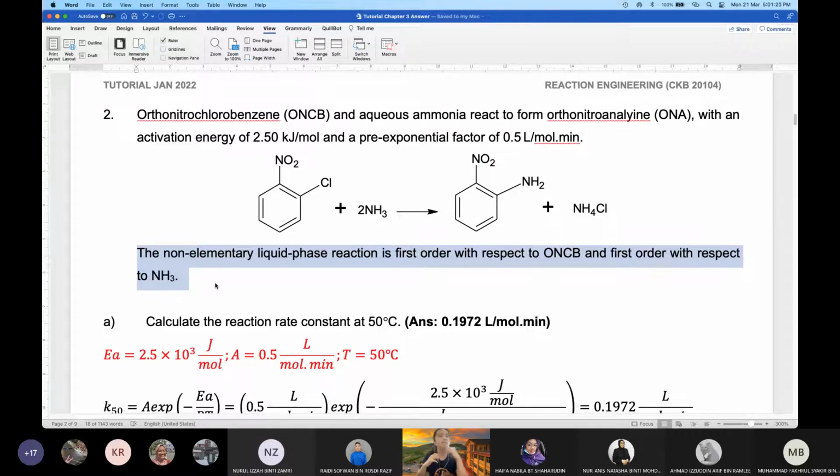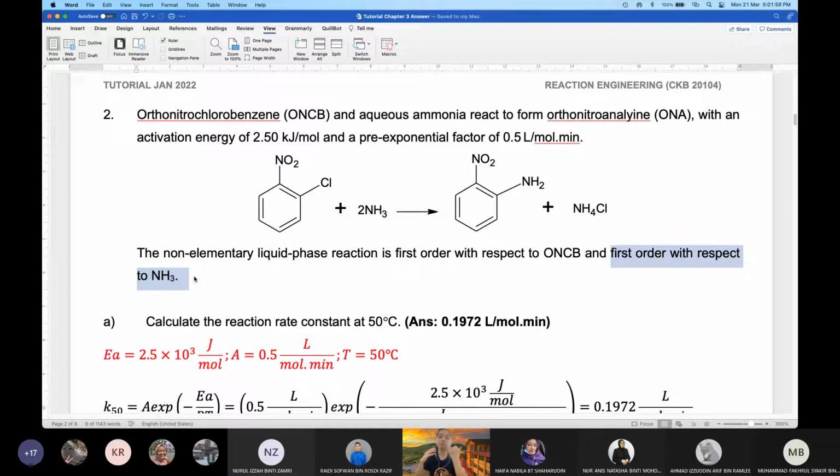Again, I mentioned, if it's stated non-elementary, what does it imply? It implies that the reaction order no longer follows the stoichiometric coefficient. So that's why the information on the order is given in the question. Because it no longer follows the chemical equation, we would not know it. So the information must be provided to you. The information is given here, they say first order with respect to ONCB. ONCB is your A, right? So it means first order with respect to A. And first order with respect to ammonia. Ammonia is your B. So first order with respect to A, first order with respect to B.